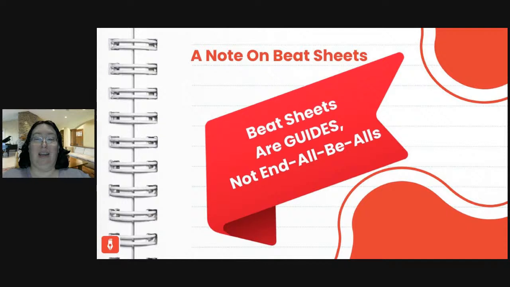Beat sheets are guides. They are not end all be alls. So if you get going on a beat sheet and it is not working for you, you can walk away. It is okay. You can change it. You can dabble around. You don't even always have to have the beats in the exact same order, depending on what sheet you're using, what genre you're using. That can change. You just sort of want to make sure you've got those key points in there somewhere. With the exception of romance, you've got to have a happily ever after ending. I'm sorry, guys.